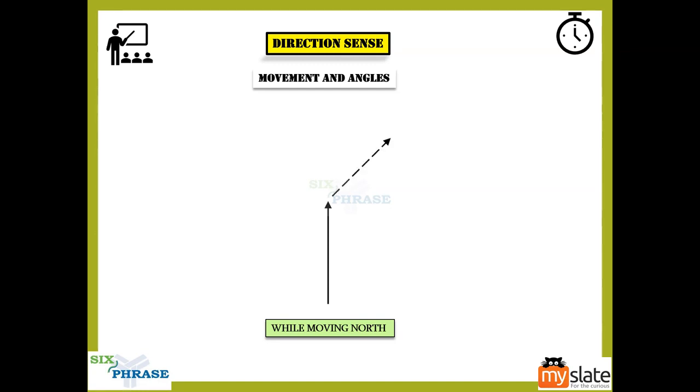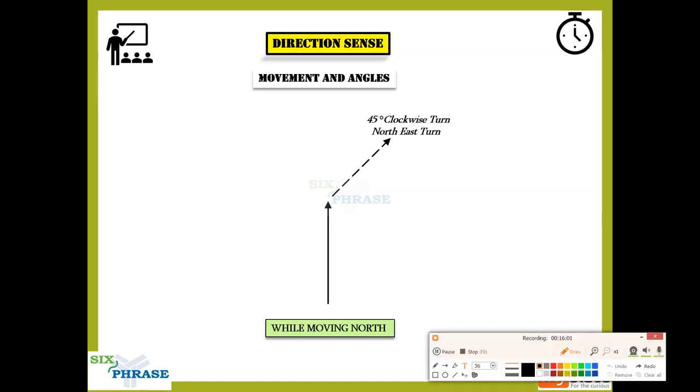Now, if he turns to this direction, you could say this guy has turned 45 degrees clockwise, or you can say he has made a northeast turn. Now how do I say that, guys? You know very well that the angle from here to here is 45 degrees, correct? Yes, guys. So he has done a 45-degree turn.